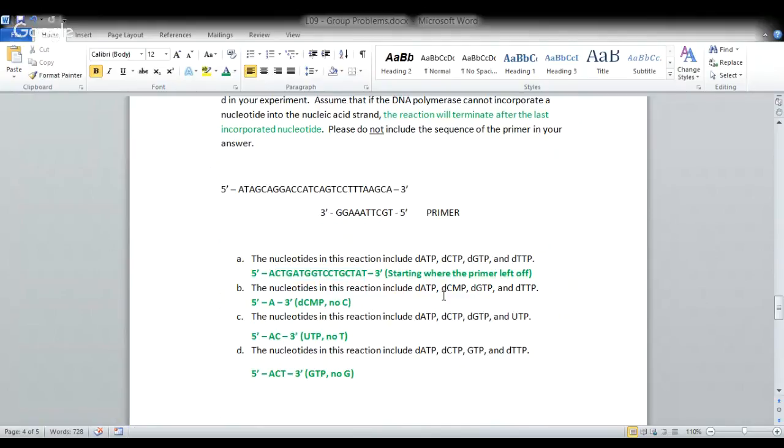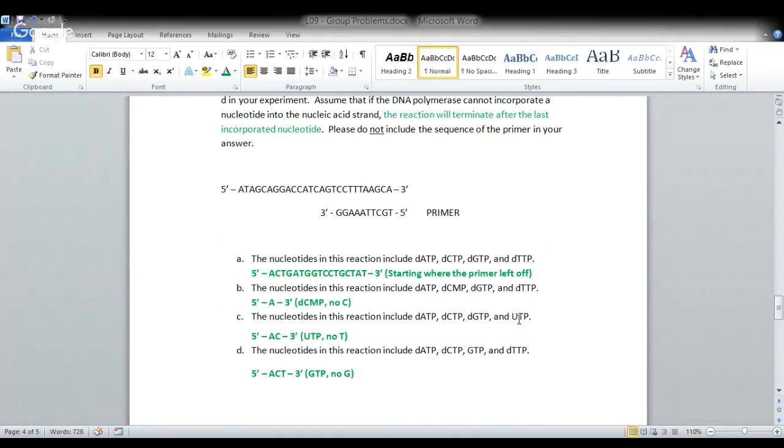For B, we're looking for the different one, and what we find here is ddCTP. That means there's going to be no C, so it's going to end there. If we start back where the primer left off, we have A, and then a guanine, but to complement that, we need a cytosine, and we know there's going to be no C in this, so it's just going to be 5' A 3', and that's it.